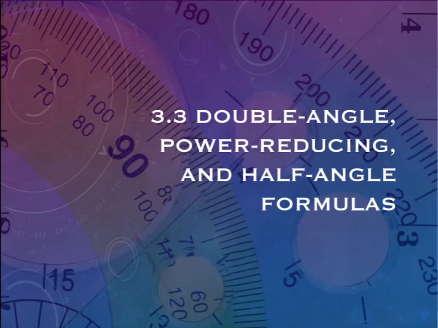All right, 3.3 has three titles, right? We're going to look at three different sets of formulas. So if you have your formula sheet in full, there will be three different blocks of formulas on those. They're in your notes, of course, here as well if you've printed those off. So they're called double angle formulas, power reducing formulas, and then half angle formulas.